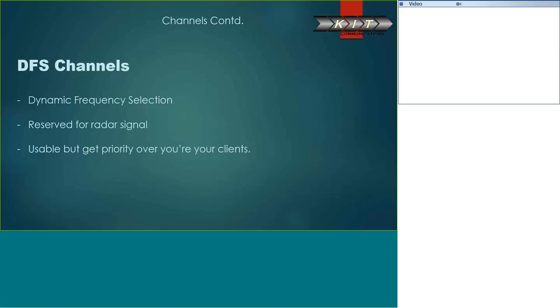We have something called DFS. And DFS is dynamic frequency selection. It's reserved for radar signal. And unfortunately, it gets priority over those channels over your clients and devices. So anytime it senses something within its frequency range, your system is designed to drop its clients and duck to allow that signal to get priority, which means if you're using those channels, you are risking having that system drop your clients.